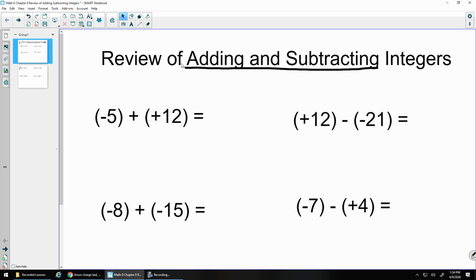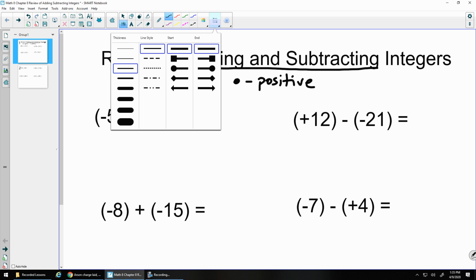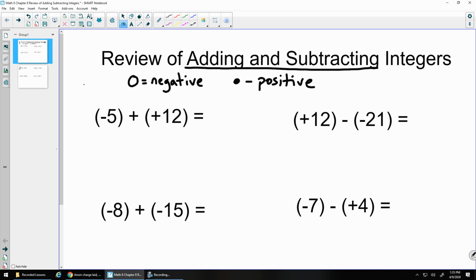Just a reminder, when I'm using my integer chips, today I'm going to use an empty circle as negative and a filled in circle as positive. Okay, so I'll do some with integer chips, but then we'll also talk about how we can think about it. There we go. Okay, so I just have a bunch of examples.